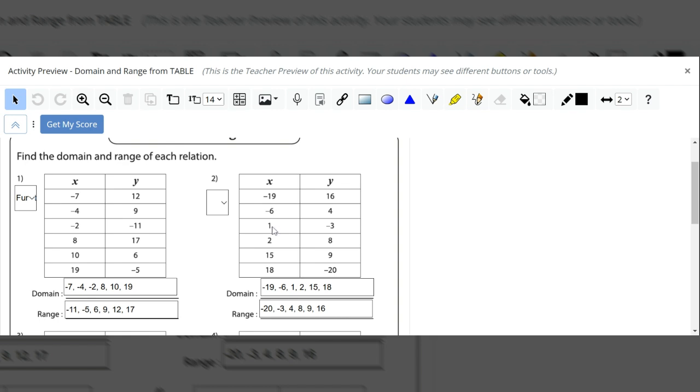While on number two, investigating these numbers under the x, there are no numbers repeating. So this is also a function.